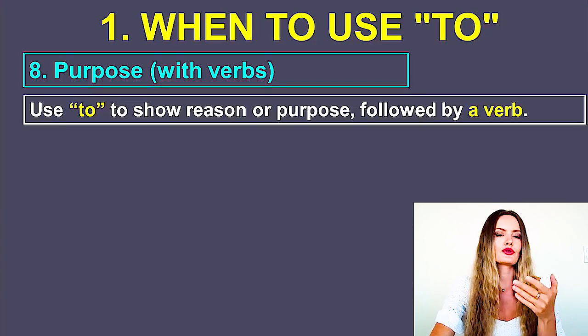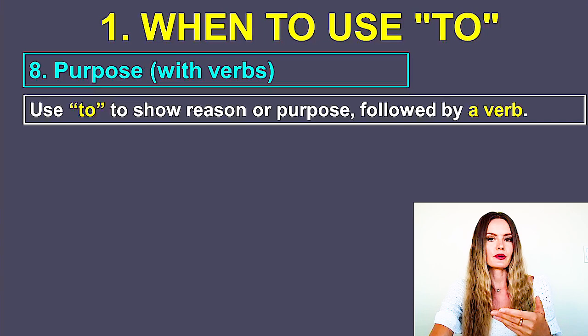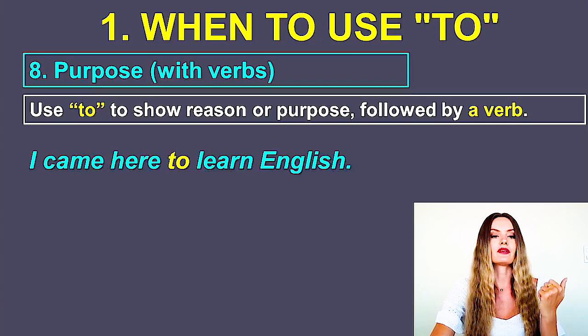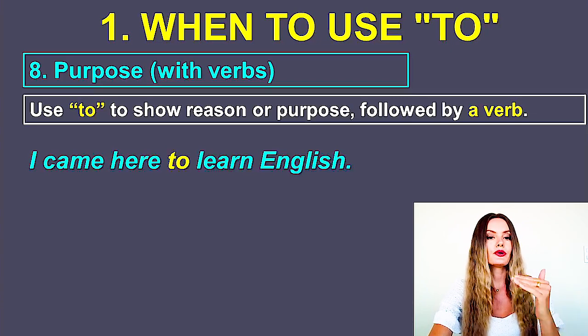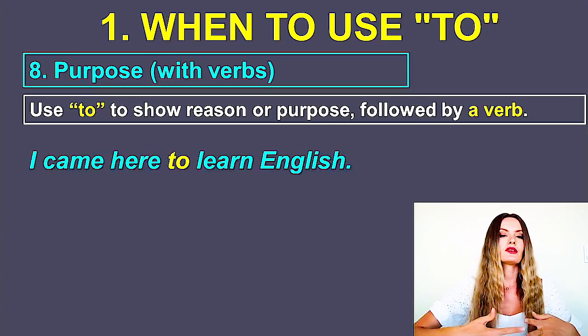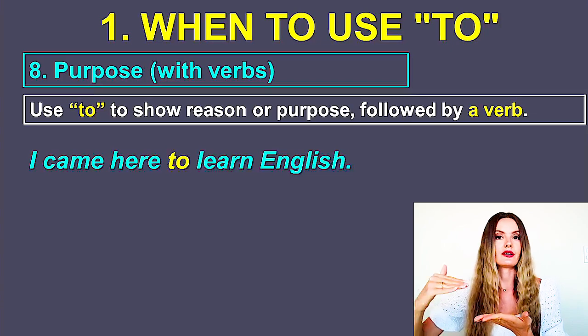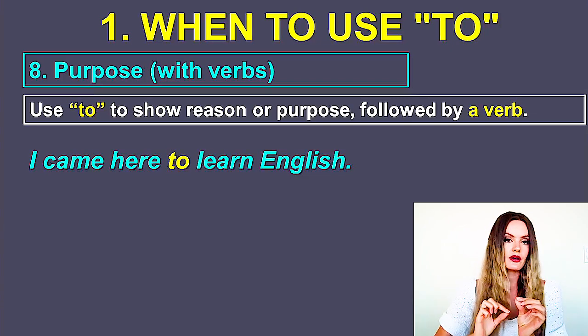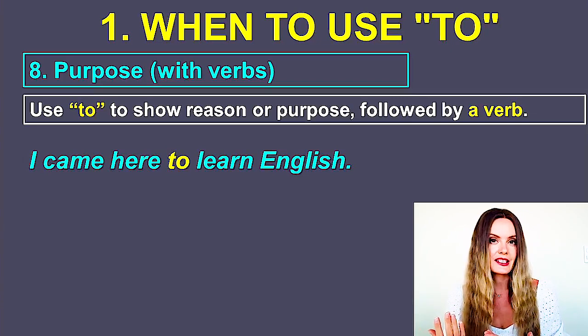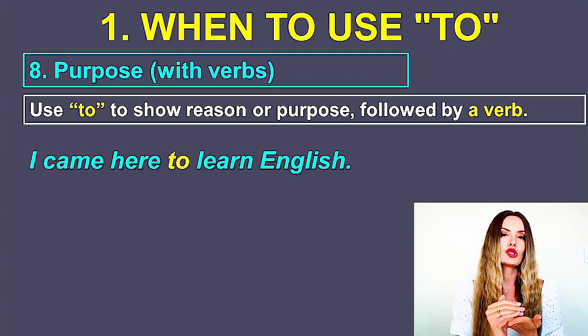We use to when we are talking about the purpose, but with verbs. Use to show reason or purpose, but followed by a verb. Here you need to be very attentive. For example, I came here to learn English. What was the purpose? To learn English. So learn is the verb, right? That's why we need to use to.